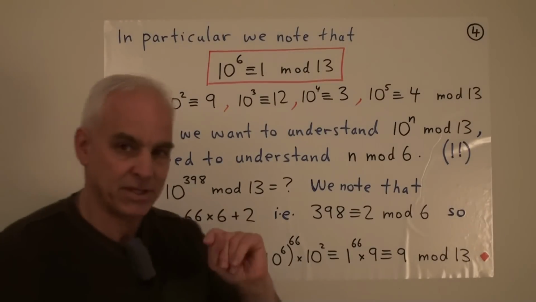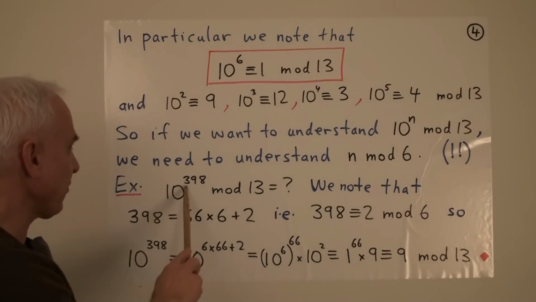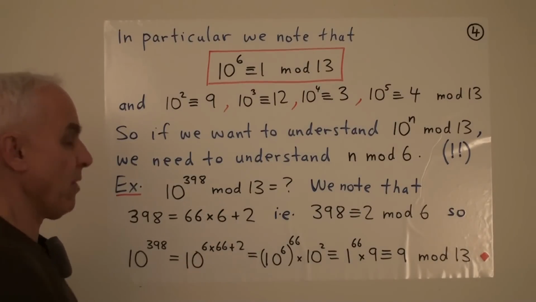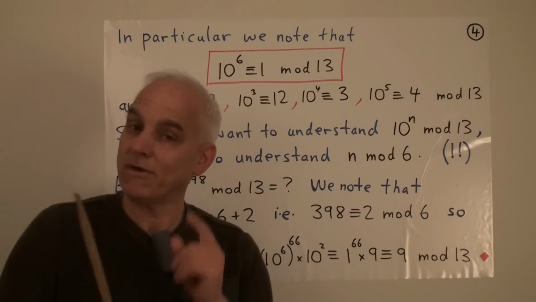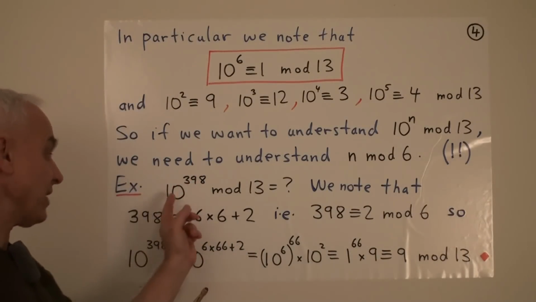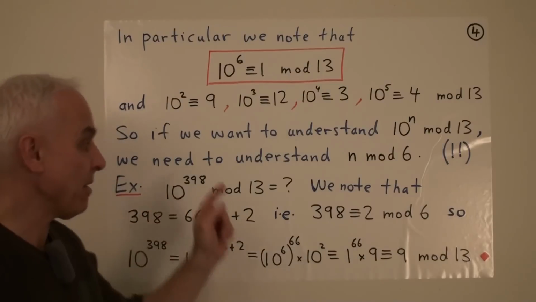So let me illustrate that with this example. Suppose we have 10 to the 398 mod 13. We want to figure out what that is. In other words, we want to figure out what the remainder is when we divide 10 to the 398 by 13.